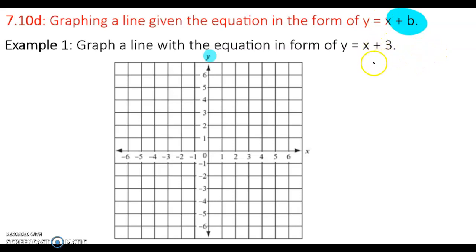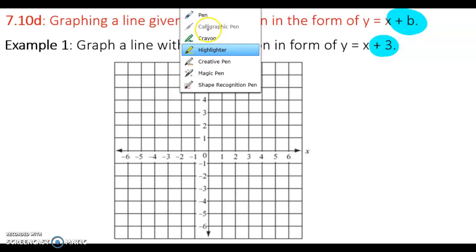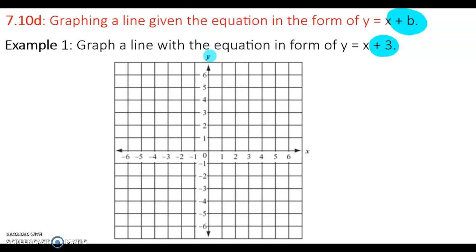So if we're taking a look at the equation that they give us, y equals x plus 3, we notice that our y-intercept is positive 3. So when we graph the y-intercept of positive 3 on our graph, we need to start right at the origin, (0, 0). And because this is a positive, we want to go up 3 units: 1, 2, and 3.